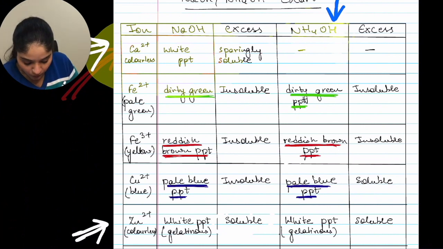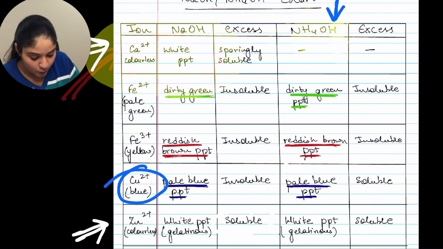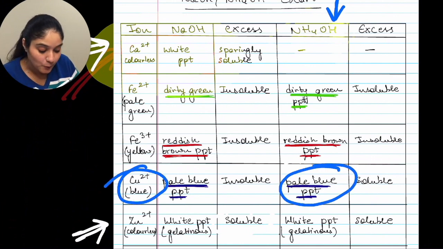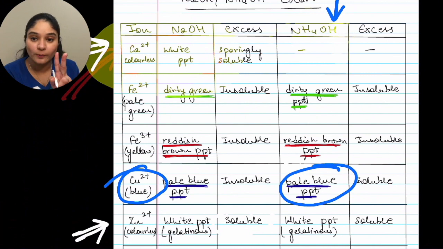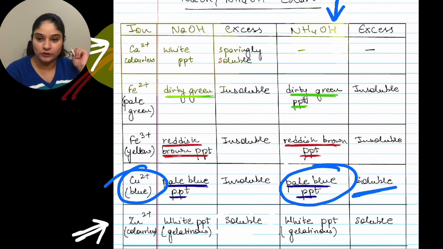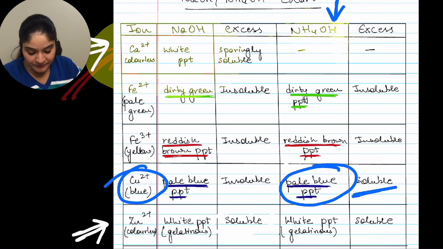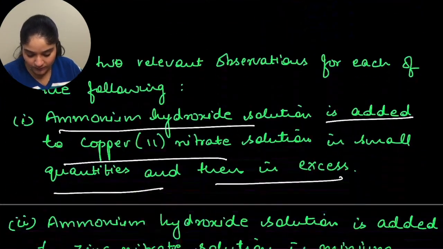The question is asking about copper nitrate, okay, observation for copper nitrate. So we are talking about copper, which is right here. In ammonium hydroxide, you get a pale blue precipitate. They are asking two observations. So your first observation will be a pale blue precipitate is formed. Then the second observation will be that it is soluble in excess of ammonium hydroxide. So that will be your answer. Let's move to the next part of the question.